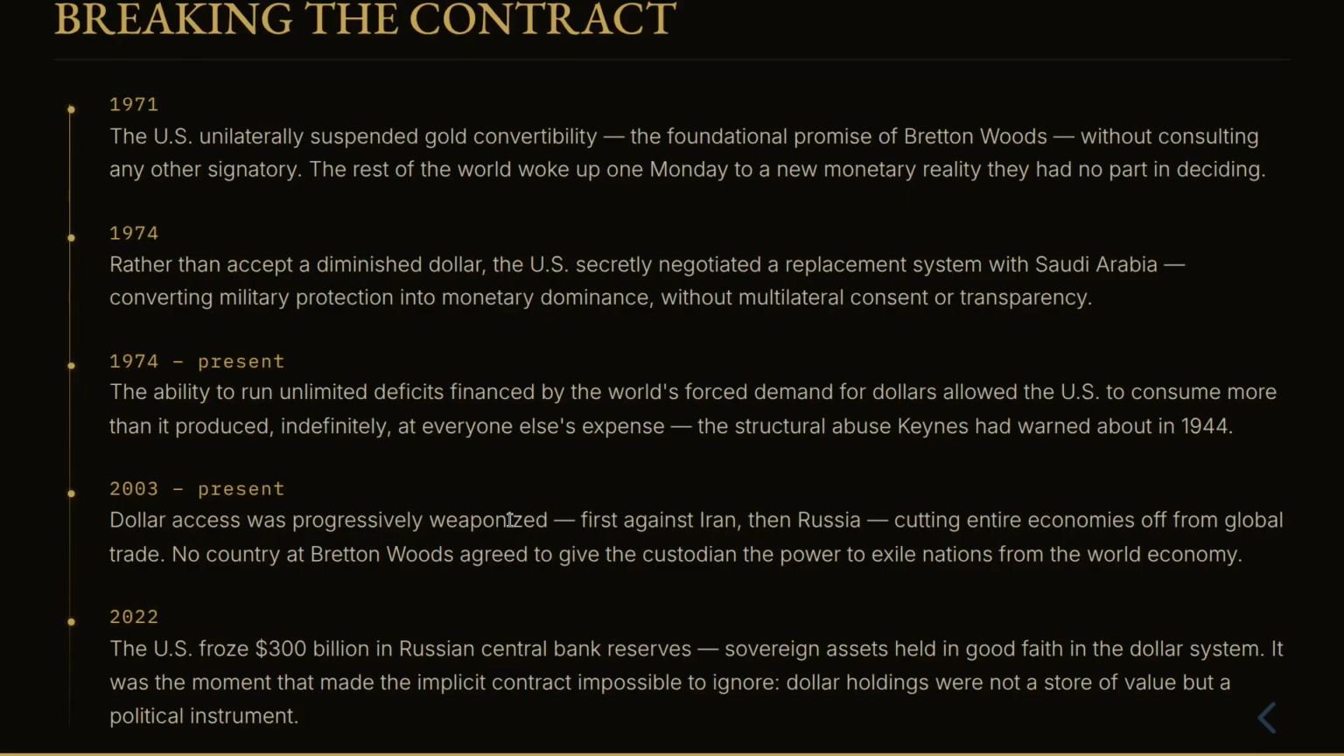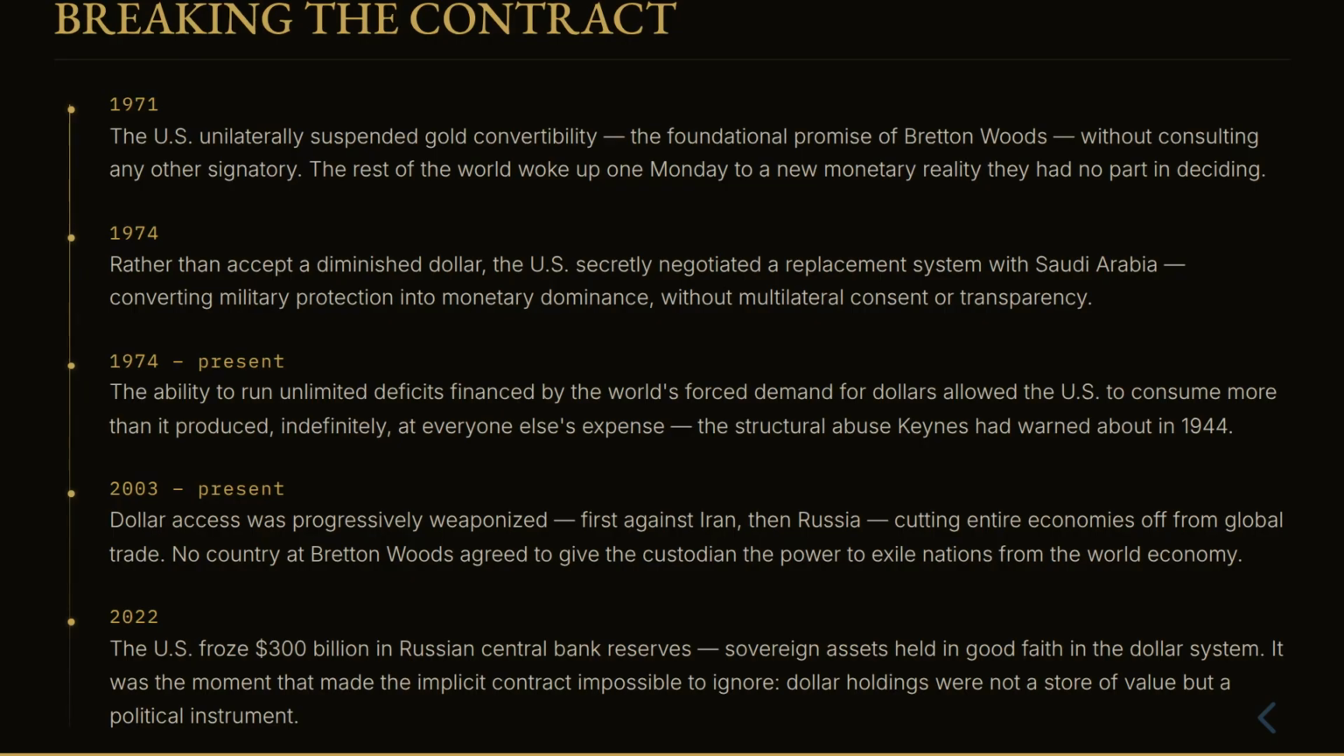2022. The US froze 300 billion in Russian central bank reserves, sovereign assets held in good faith in the dollar system. It was a moment that made the implicit contract impossible to ignore. Dollar holdings were not a store of value, but a political instrument. And everything after 2022 follows from that.